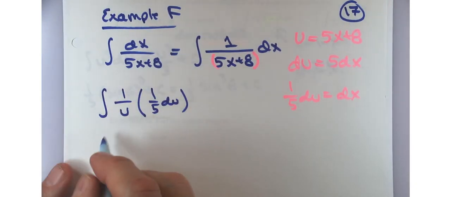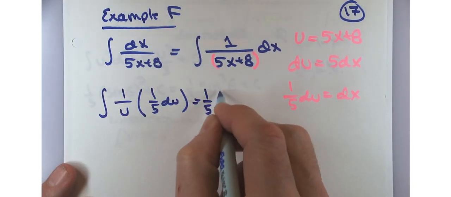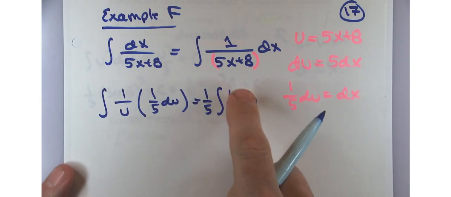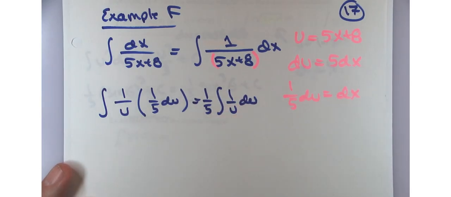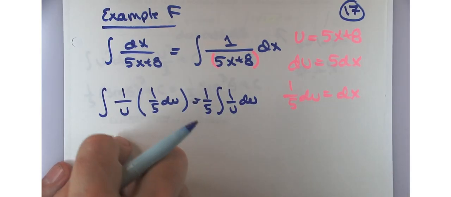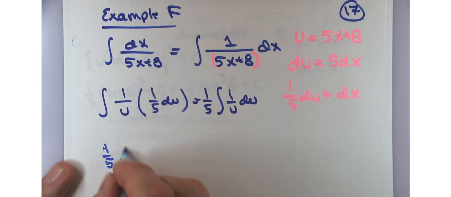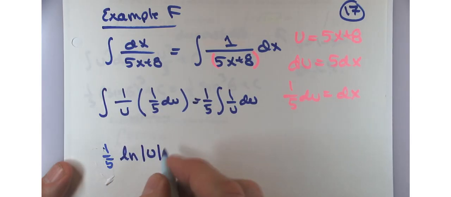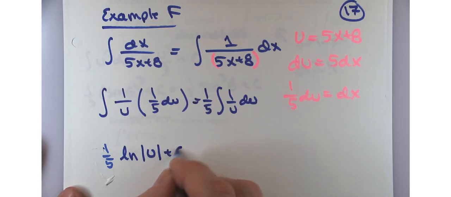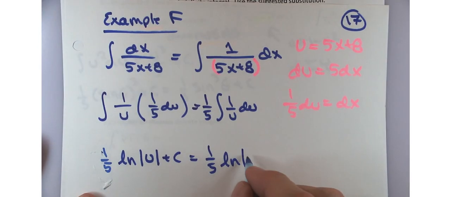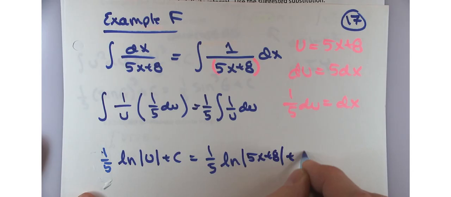1/5, maybe it's a distraction, maybe it's helpful to bust it out in front. 1/5 times the integral of 1 over u du, which is the same thing as du over u, if you wanted to think of it that way. So 1/5 ln of u. Technically, it has an absolute value there. Ln of the absolute value of u plus a constant, or 1/5 ln of 5x plus 8 plus your constant. Yay!